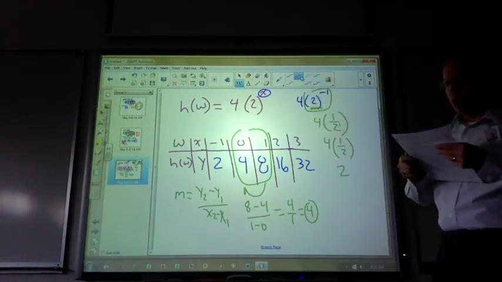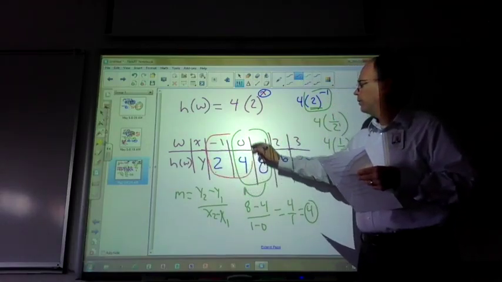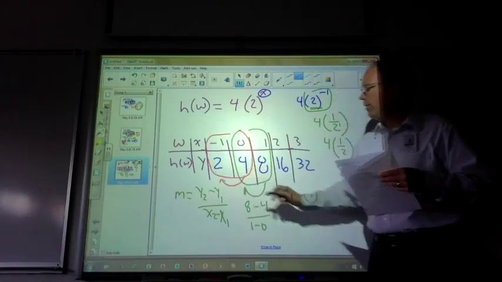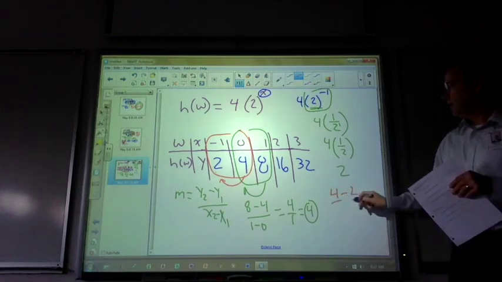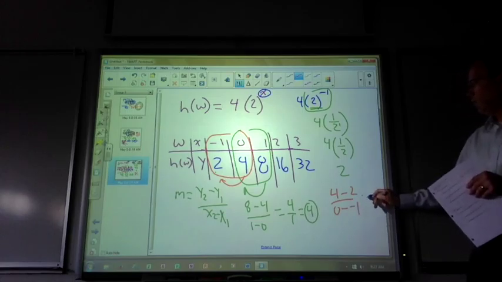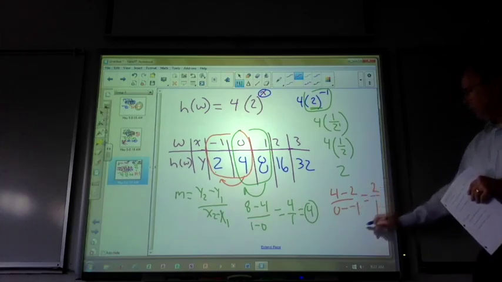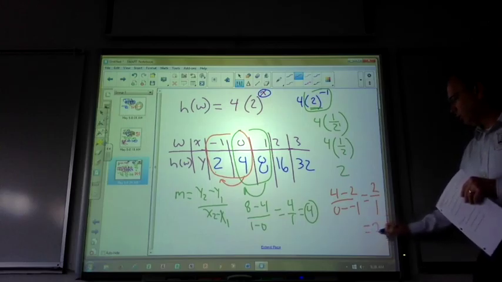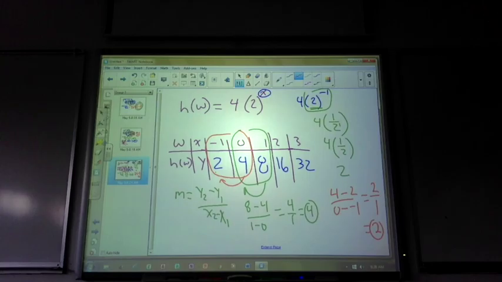Our next one, we're looking for the rate of change between here and here. Again, we're going to go this way. Still with me? So I'm going to get 4 minus 2, and then 0 minus minus 1. 4 minus 2 is 2. Minus minus 1 is plus 1. 2 over 1. So I have a slope here of 2. Is the slope with the green different than the slope of the red? Yes. Yeah, it's changing. That's fine.